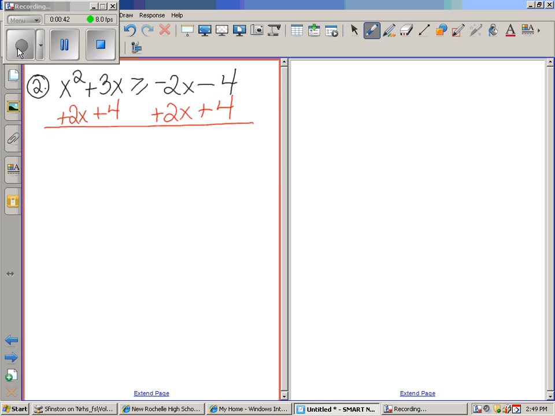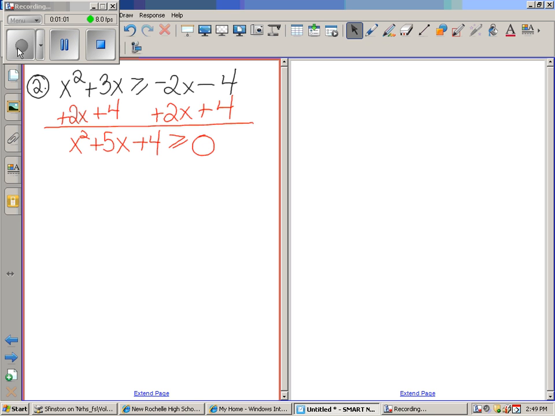Okay, so this whole side becomes 0. We got a greater than or equal to sign. We got a plus 4 at the end. 3x plus 2x is 5x. And then we got our x squared. Okay. So that's our deal.